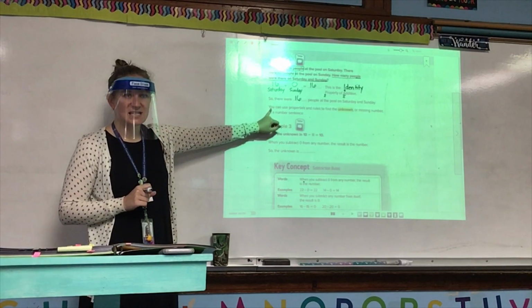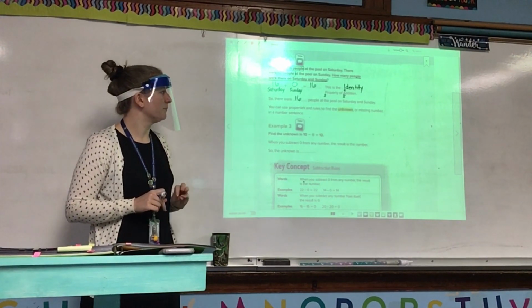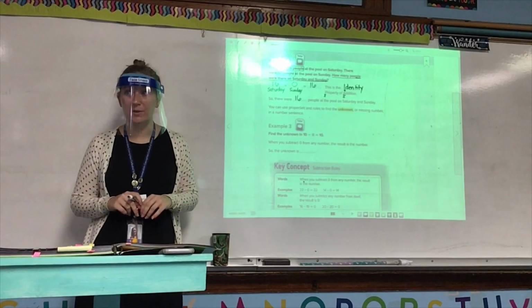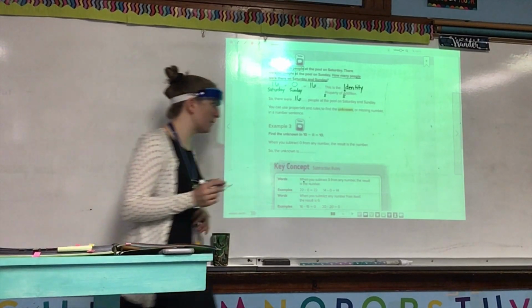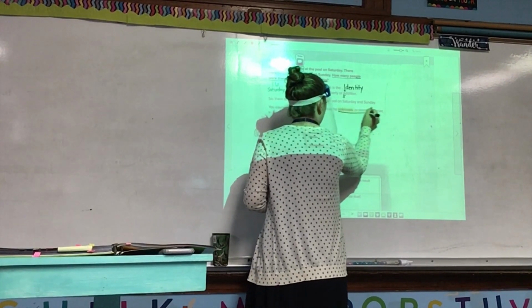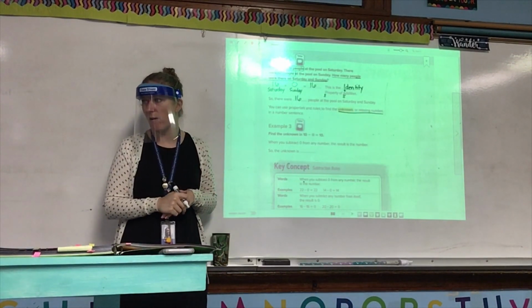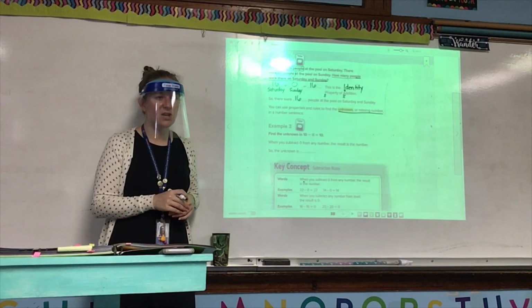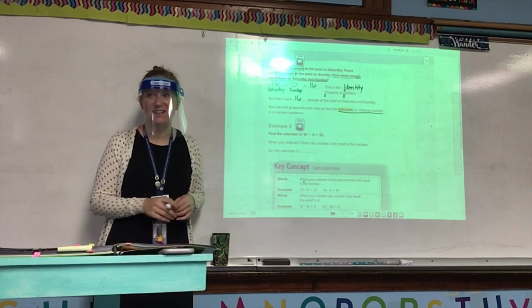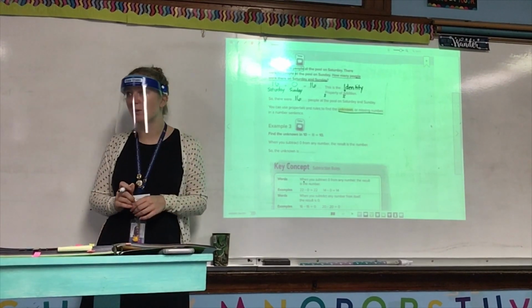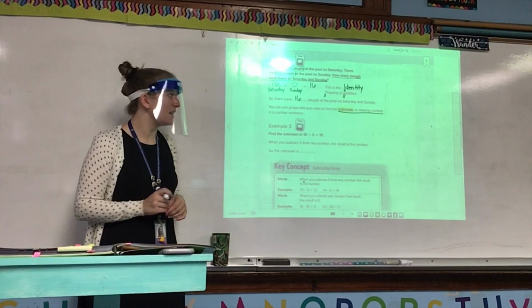Let's read this sentence together. Read it in your head while I read out loud. You can use properties and rules to find the unknown or missing number in a number sentence. Underline that. That's an important vocabulary word. You will be working with it for the rest of the year. The word unknown in math means a missing number. If there is an unknown in a problem you are working on in math, it means there is a missing number.